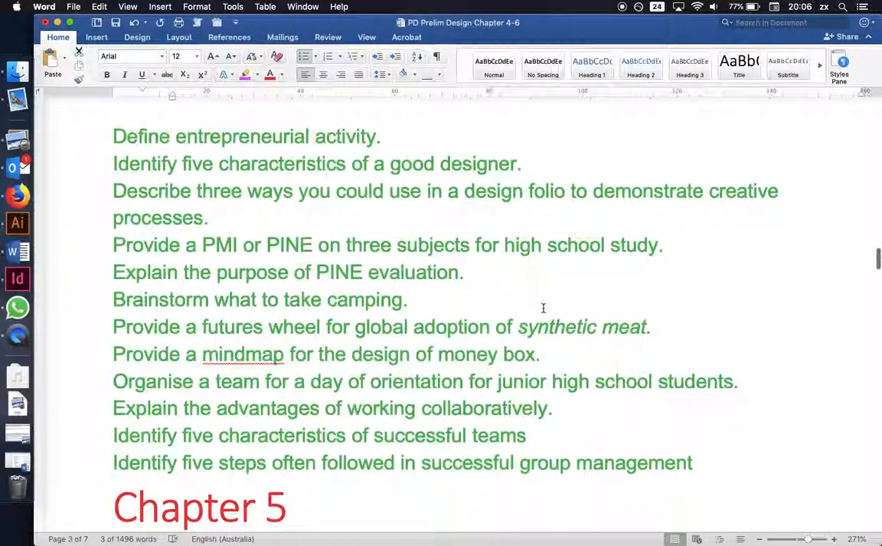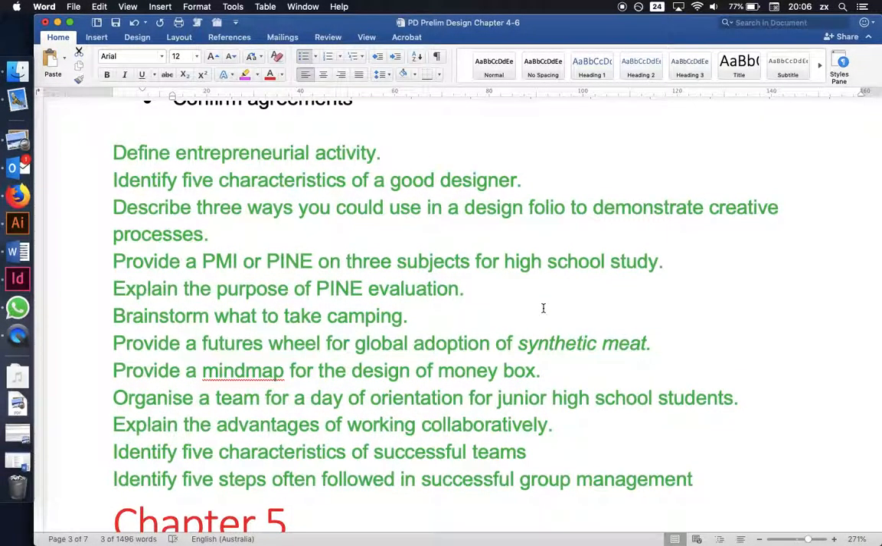Okay, I'm going to very quickly go over the questions, the activities for this task, and I might add something onto here as well. Okay.